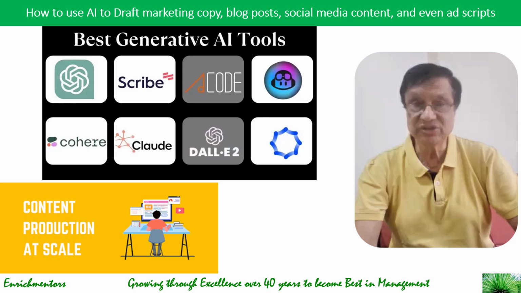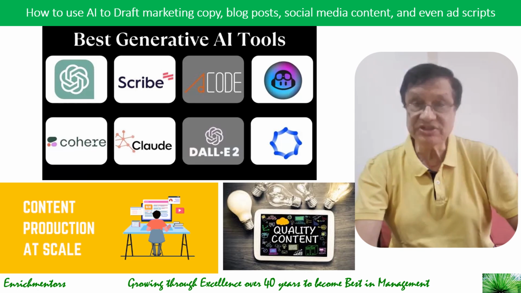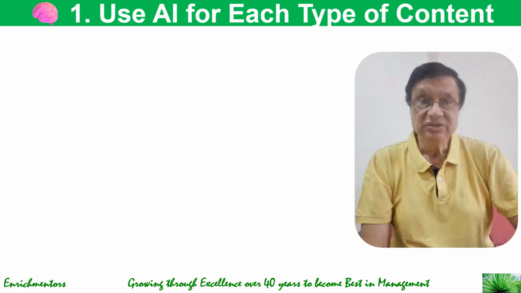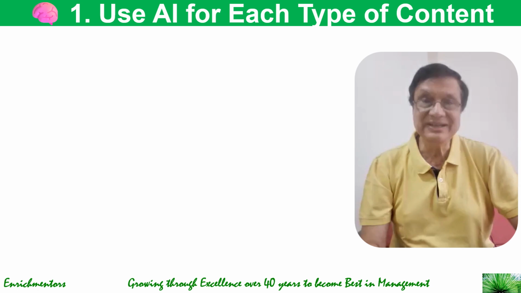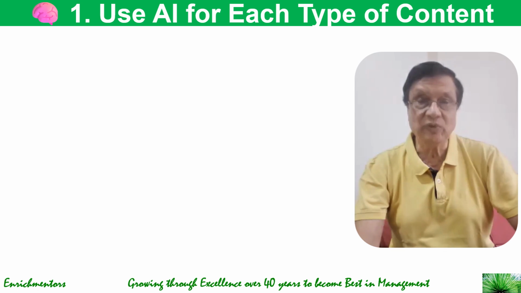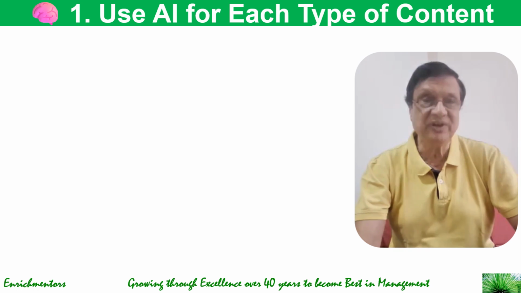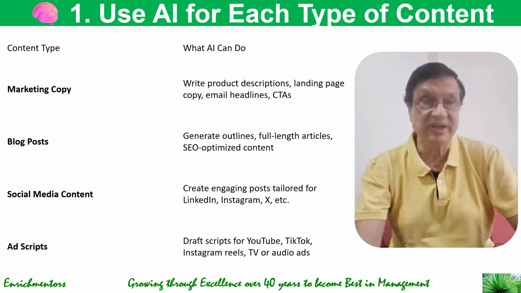That's the key thing. So, creating marketing content at scale without sacrificing quality. And how can you use AI to draft these things? Let us take a look at the various steps that you need to take. Right. So first thing you need to know is to use AI for different types of content. For each type of content, there is a different methodology. Let's see how you can do that.